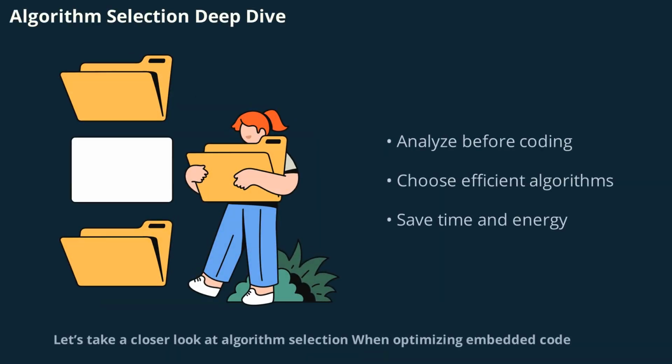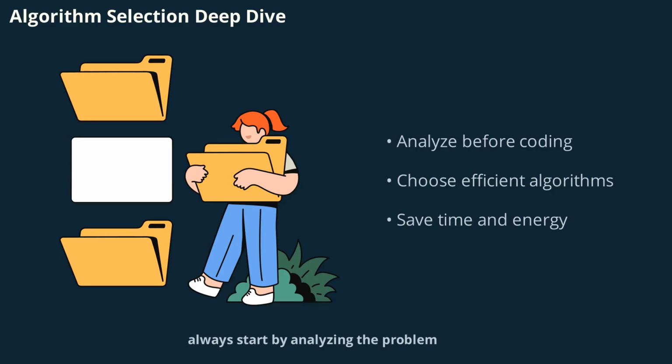Let's take a closer look at algorithm selection. When optimizing embedded code, always start by analyzing the problem and considering the most efficient algorithm. For example, sorting algorithms like quicksort or mergesort can be much faster than bubble sort for large datasets. The right choice can save both time and energy, especially in resource-constrained environments.